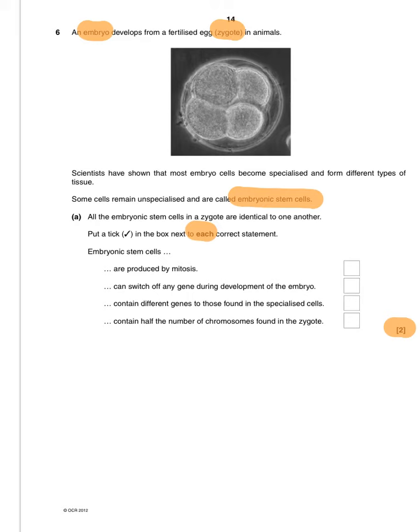So embryonic stem cells produced by mitosis can switch off any gene during development of the embryo. Yeah. Contain different genes to those found in the specialized cells. Well, what we often do here is try and look for ones that are wrong, and different genes. All of our cells, pretty much, the exception being gametes and red blood cells, contain the same genes. Contain half the number of chromosomes. Well, again, that's only in gametes. So again, we're just going through a process of elimination when we find a question like that.